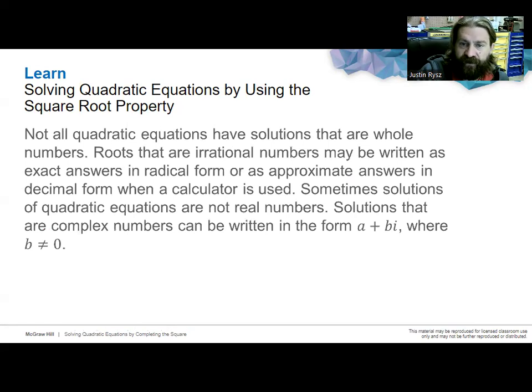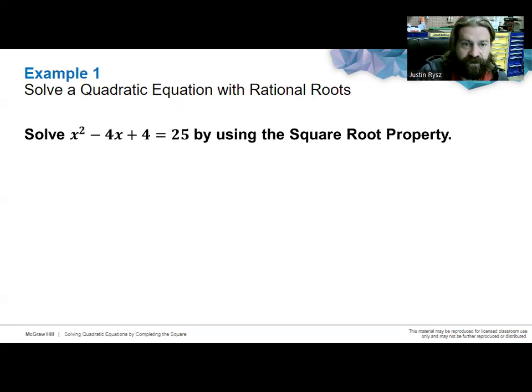Now, sometimes we get some more complex numbers here. We have to remember that those solutions have to be in that radical form, okay? A plus bi, or a plus something radical c. Okay, so what we're going to do is solve this by completing the square.